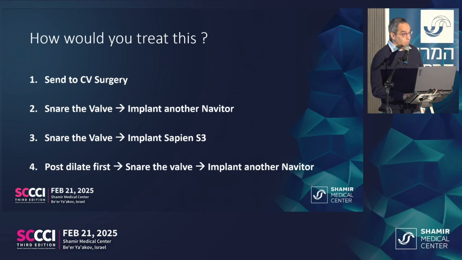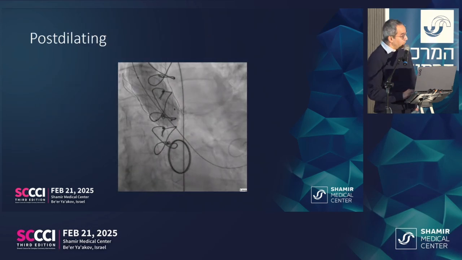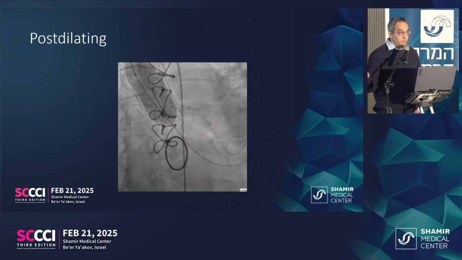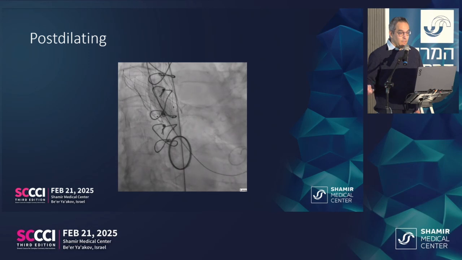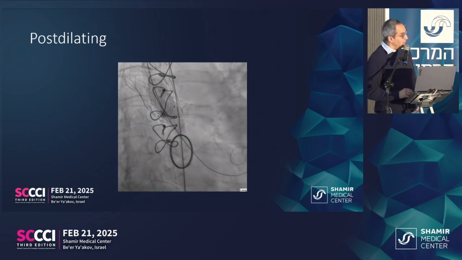So that's not what we did. We went with 4. And this is what happened. So first of all, we post-dilated because we were concerned that we would not be able to advance another valve through the underexpanded valve. So we post-dilated. When we post-dilated, it went even a little bit further up.